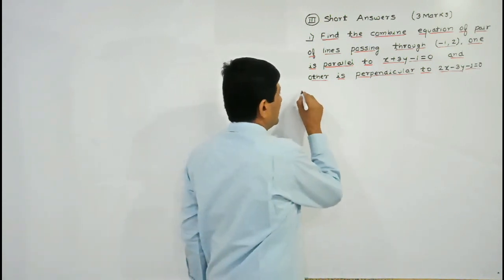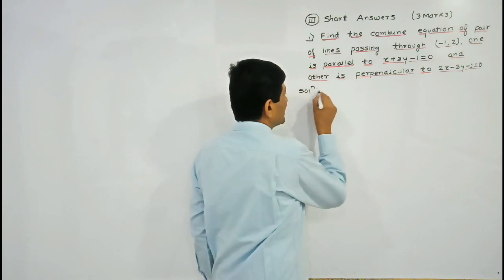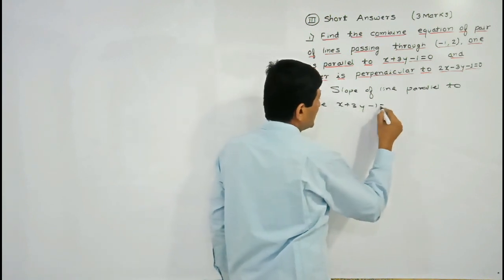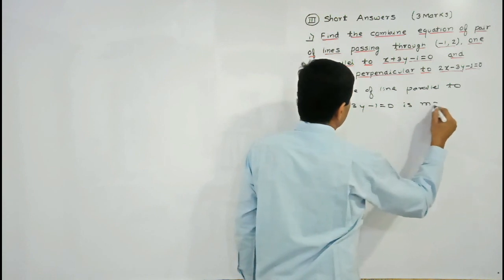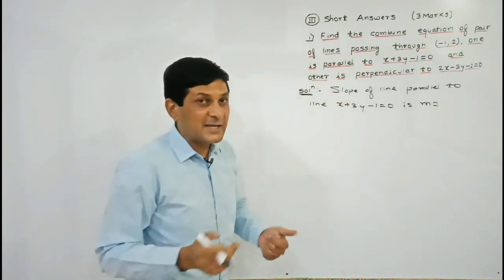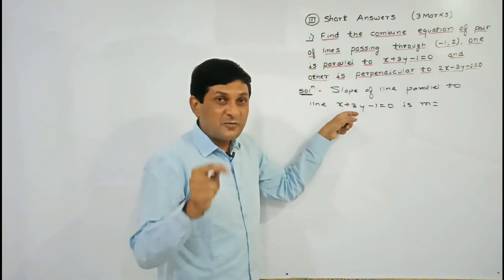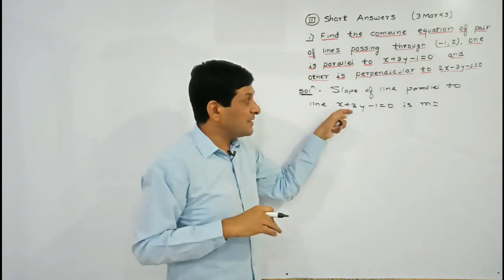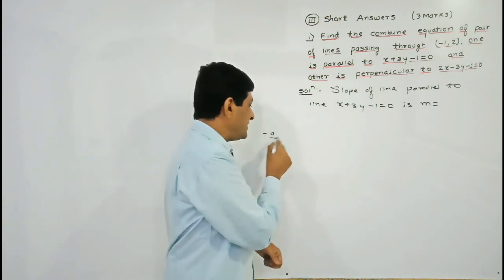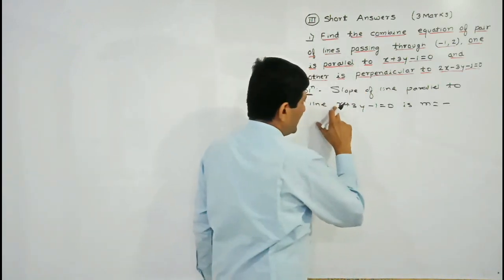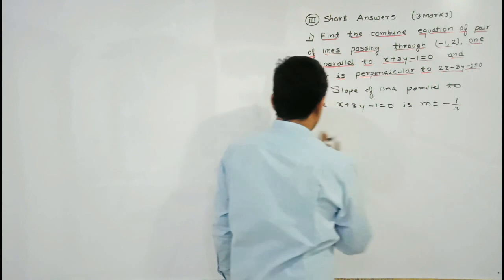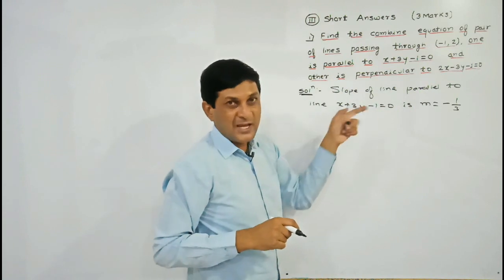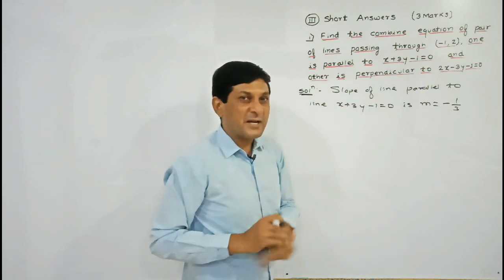So let us first find the slope of our first required line. The slope of the line parallel to the line x plus 3y minus 1 is equal to 0 is m equals... Now we know that if lines are parallel, the slopes are equal. Whatever the slope of this line is will be the slope of its parallel line. So by which formula will we find the slope of this line? Minus a by b. So minus, keep it as it is. What is a here? 1, and b is 3. So minus 1 by 3 is the slope of this line, meaning it is the slope of its parallel line also, and the parallel line is our required line. So the slope of our required line is known to us.